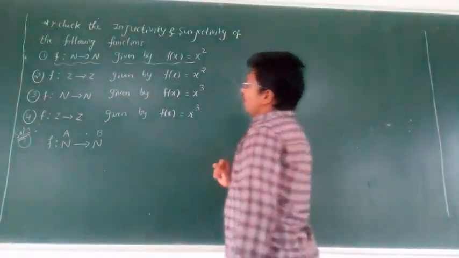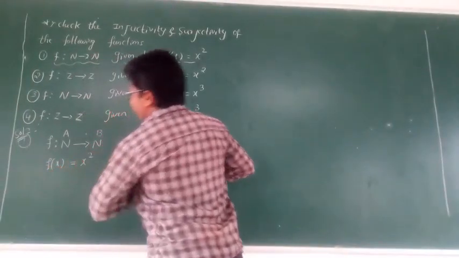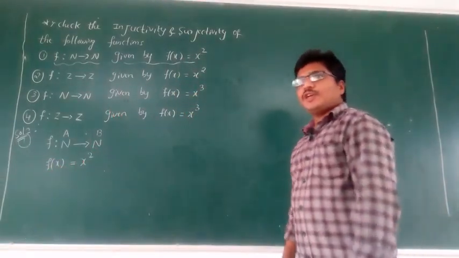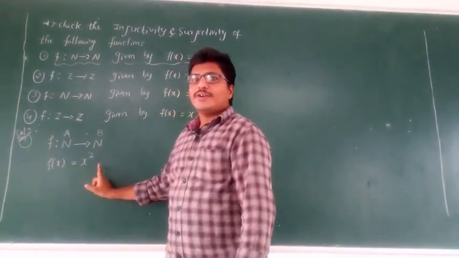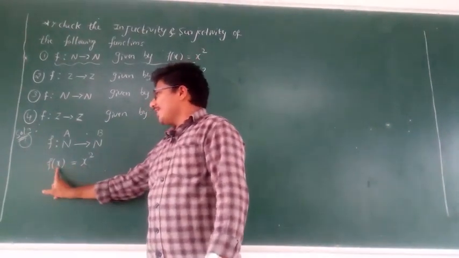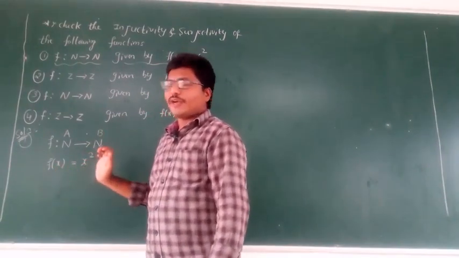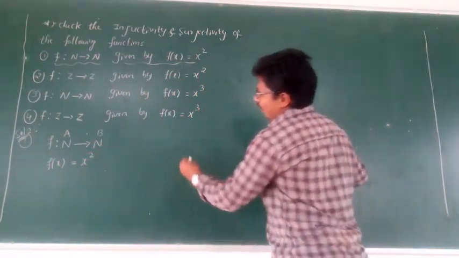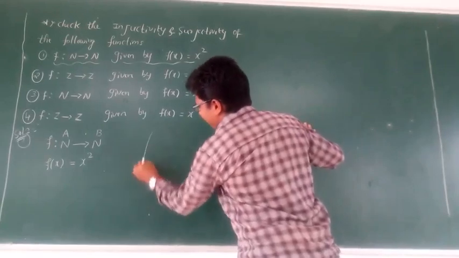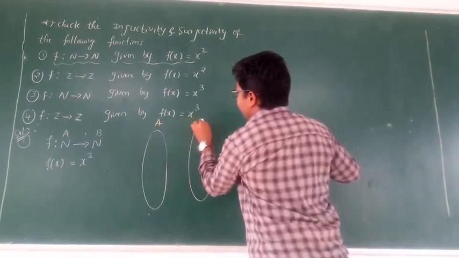What is the condition? What is the function? The function is f of x equals x square. Here this x is the domain, and the outside result is the codomain, or range. Now I will consider two sets: this is set A and this is set B.